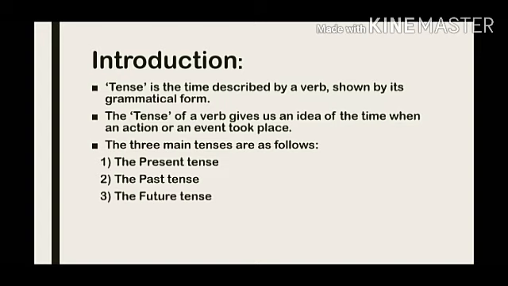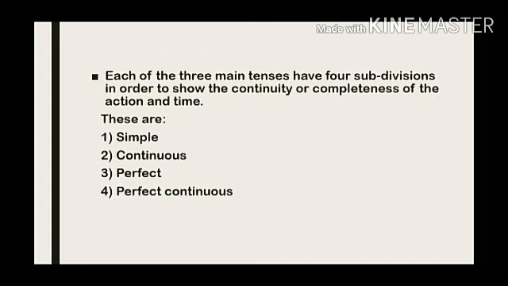Tense is the time described by a verb shown by its grammatical form. The tense of a verb gives us an idea of the time when an action or an event took place. The three main tenses are as follows: the present tense, the past tense, the future tense.